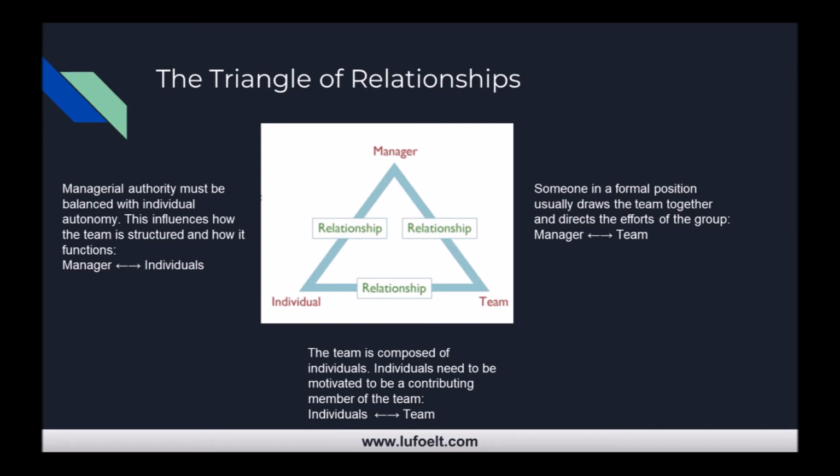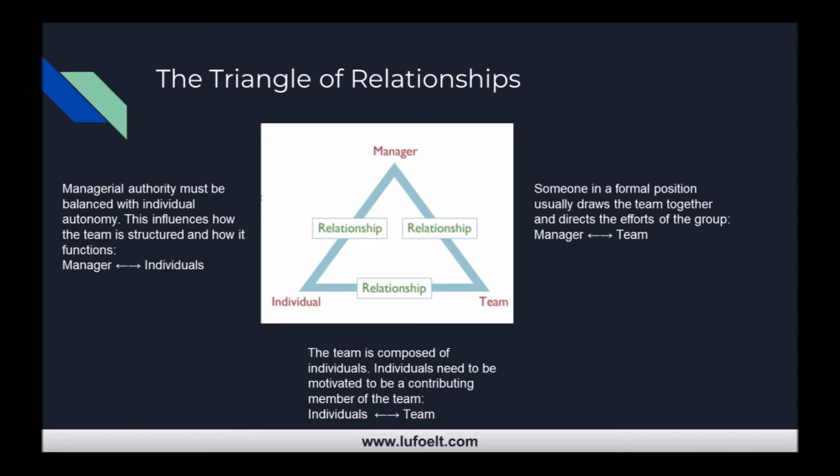And down at the bottom, you'll see that the team is comprised of individuals. And individuals need to understand how to be motivated and how to be a contributing member of the team. So this is the individual to team dynamic. You can start to see here that these relationships and dynamics are very important, and that sometimes there may be a conflict between some of them. Sometimes an individual member of the team disagrees with the rest of the team, or there's a conflict with the manager or something like this. So we have these paradoxical situations that arise and that we need to overcome. We'll look more specifically at how to manage that in another video.